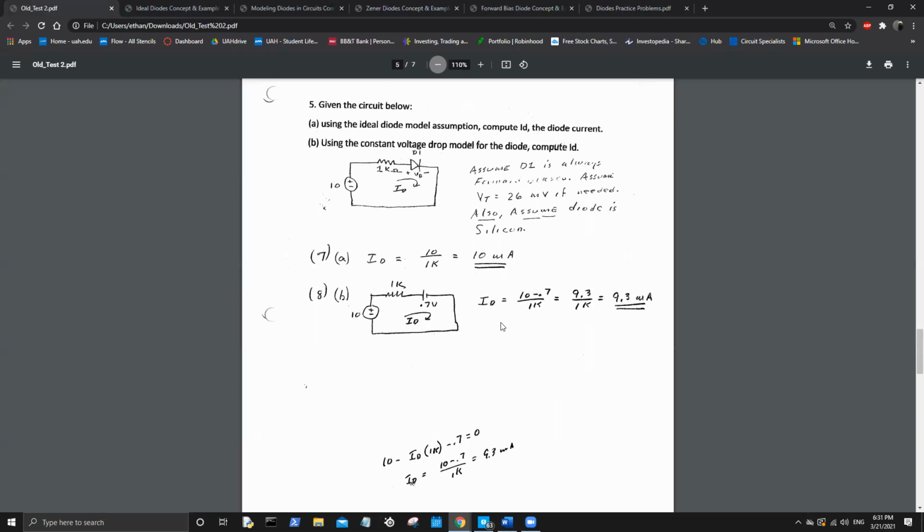I think it's less than that, isn't it? I don't remember. It's like 0.3. Yeah, I don't remember. Also, V sub T here, he gives us 26, and the textbook gives it as like 25. So pay attention to that as well.